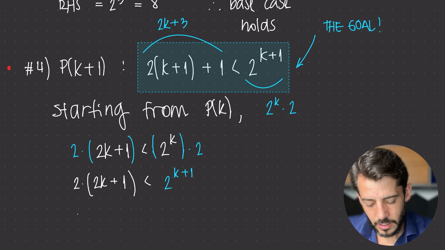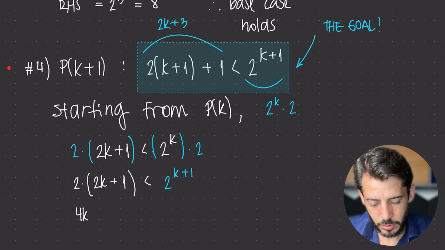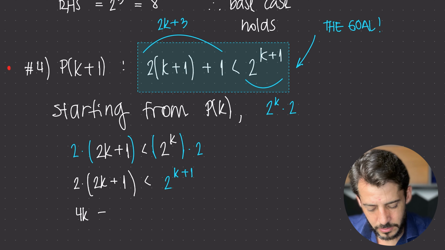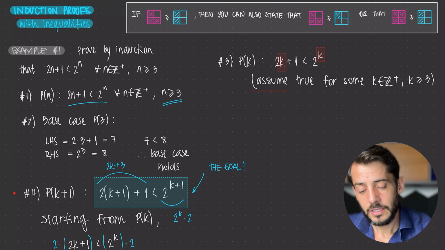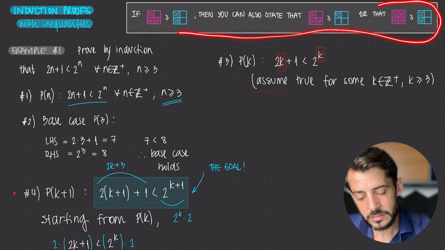We're done. Now on the left-hand side, as opposed to 2k plus 3, what we have is 4k plus 2, which is a problem. It's not 2k plus 3. It's actually 4k plus 2. So what can we do here? And this is exactly where this diagram comes into play. This is exactly where we use this property.